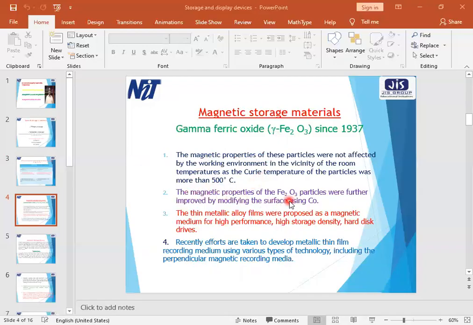The magnetic properties of ferric oxide particles were further improved by modifying the surface using cobalt. The thin metallic alloy films were proposed later on, in the 1950s, as a magnetic material for high performance, high storage density hard disk drives. Nowadays, scientists are making efforts to develop metallic thin film recording media using various technologies. Basically, they use technology where perpendicular magnetic recording media can be used.